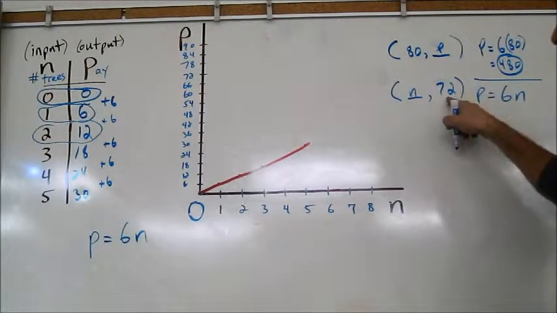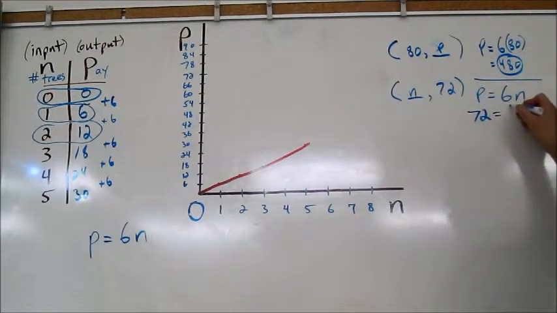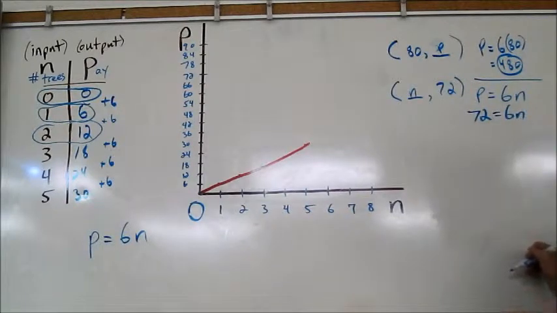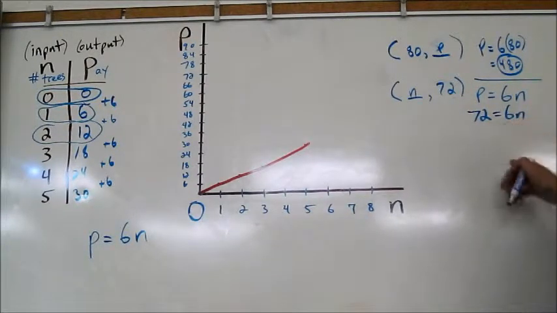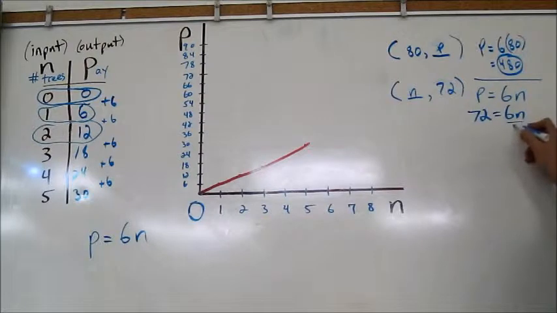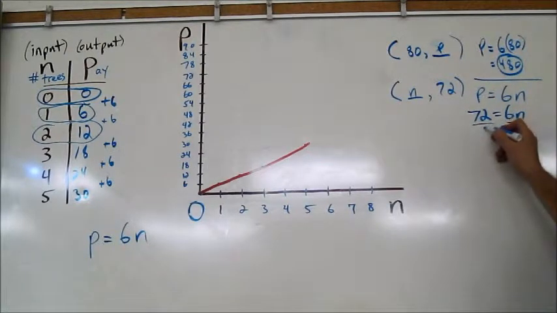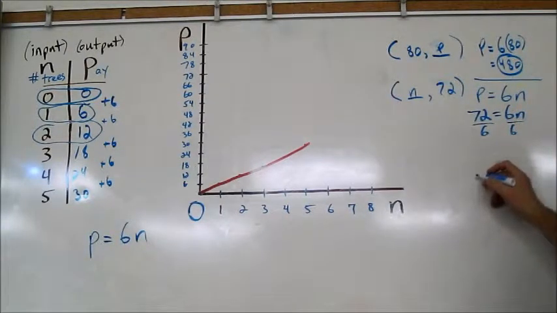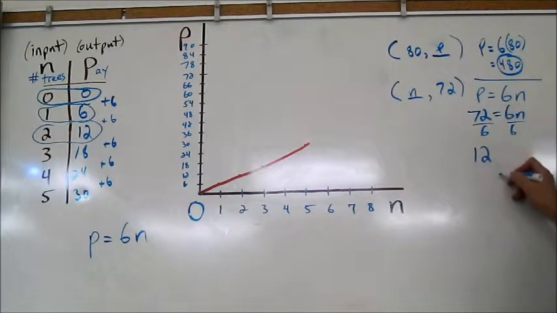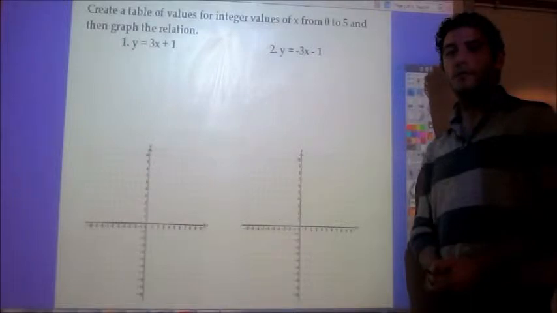So that's how much money she made, that's her pay. And then we would solve for n. So we have a basic algebra problem here. We divide by the coefficient, do the same on this side, and you'd find that she planted 12 trees. Let's try some more examples.